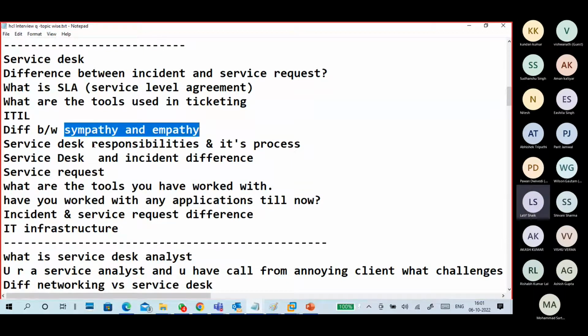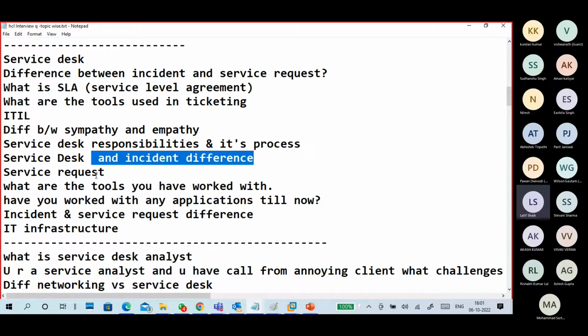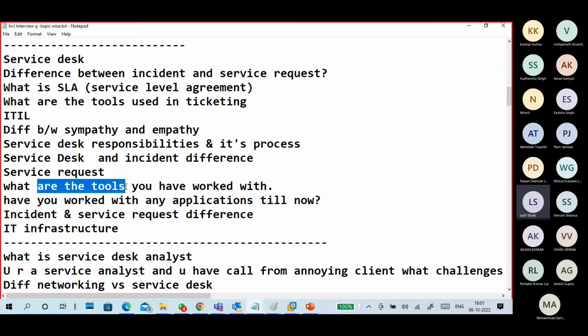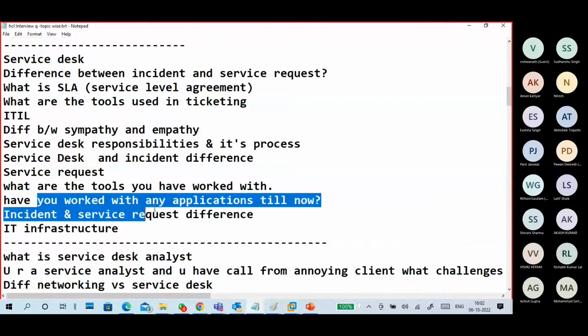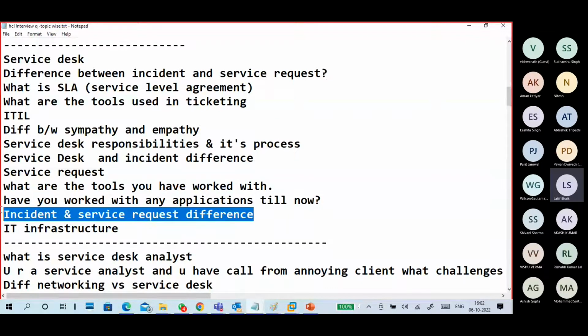What is sympathy, empathy? Service desk responsibility and process. Incident difference, service request. What are the tools you have worked with? Do you know ServiceNow, BMC Helix, GLPI, Jira, Zoho? Which tool do you have any knowledge of? Any applications you work with? If you don't work with them, that is a different point. If you work with them, that is good, tell them. If you don't, tell them, no problem.